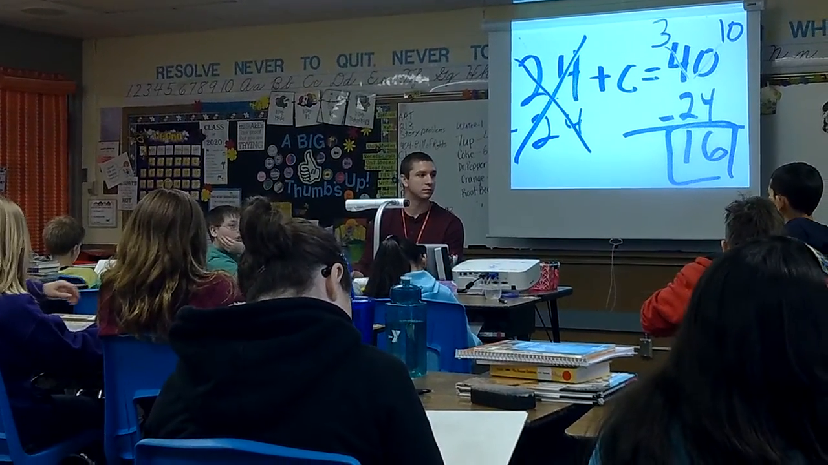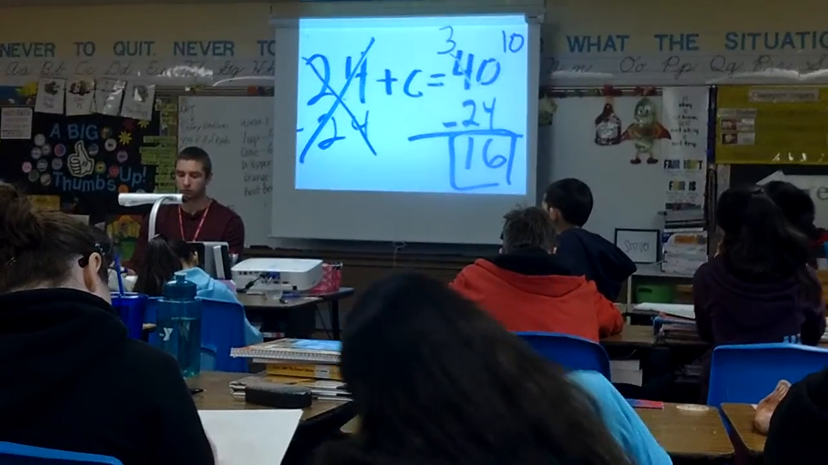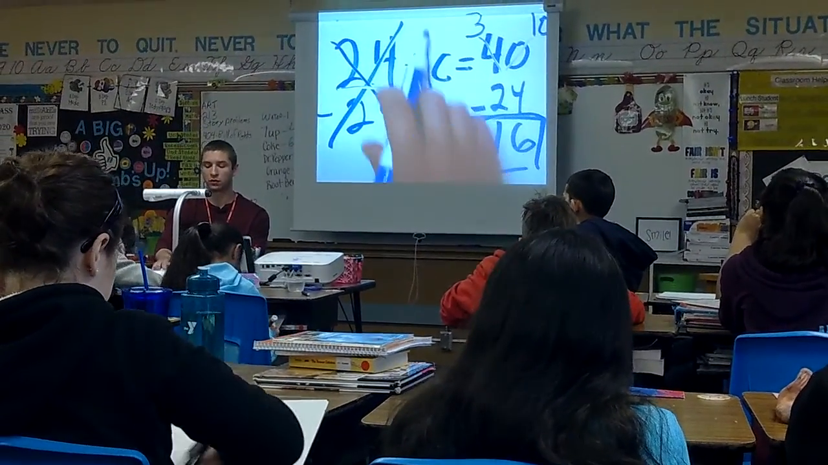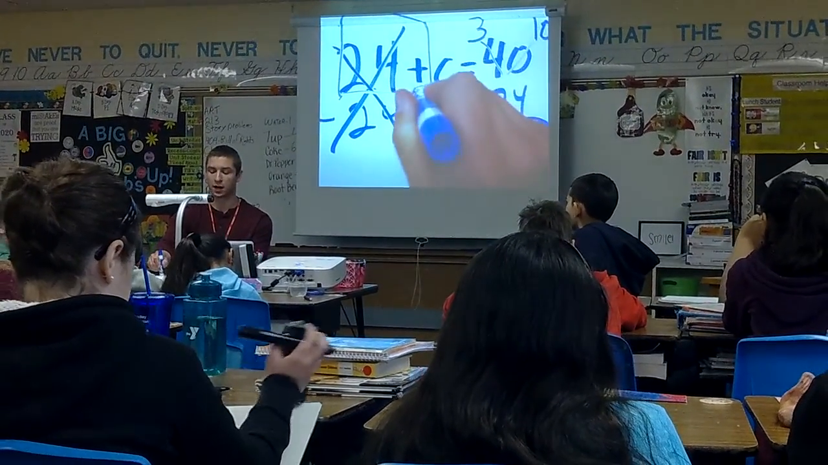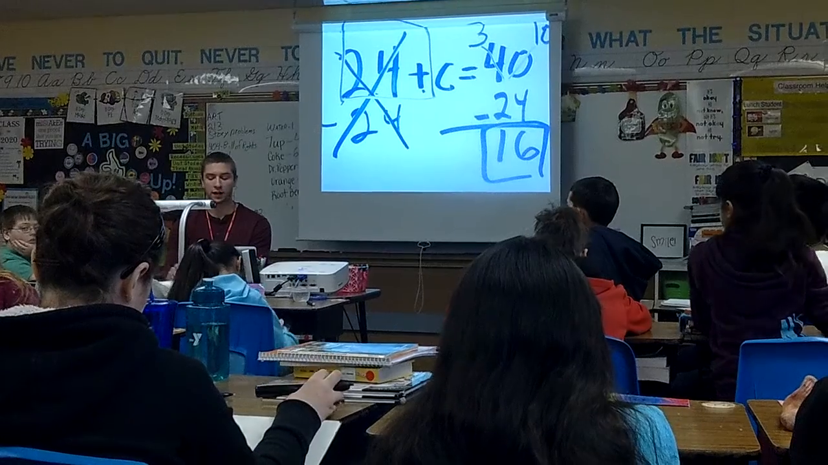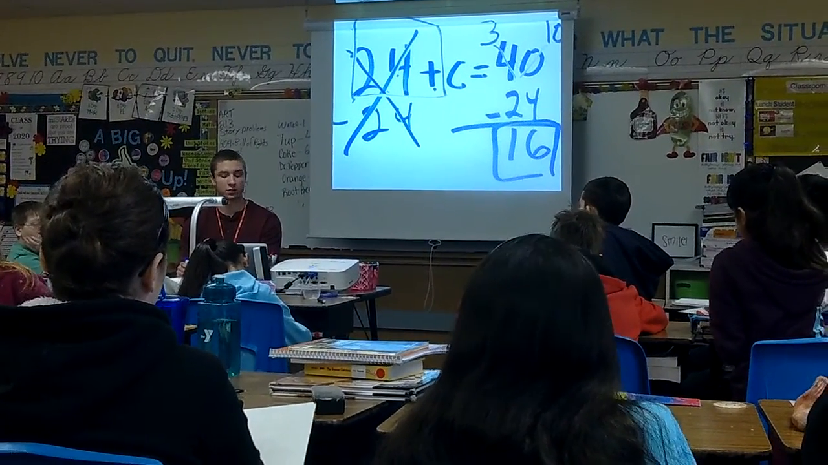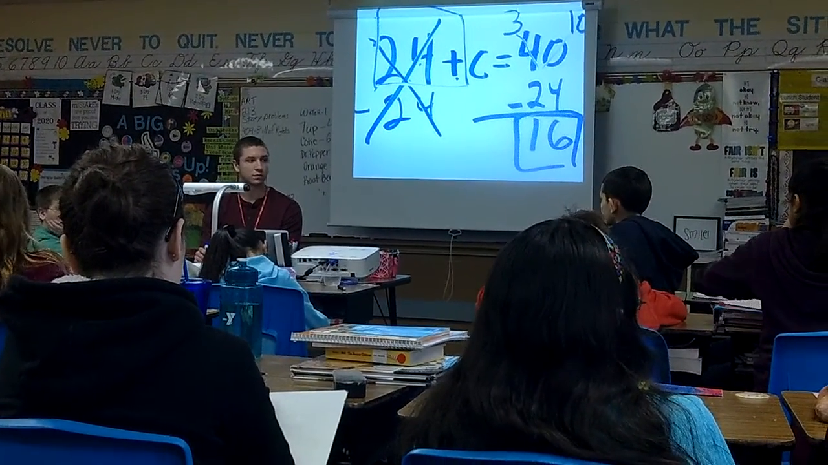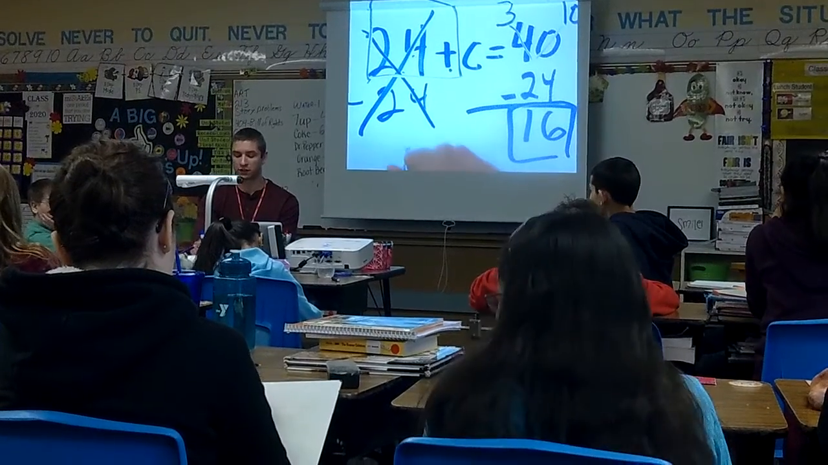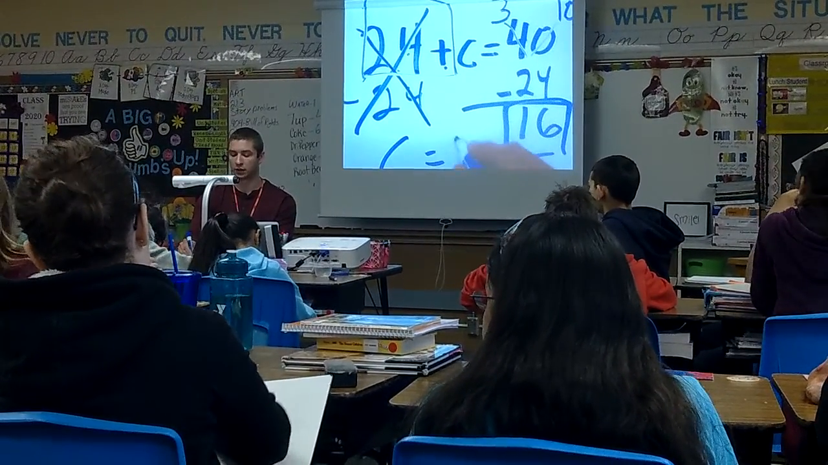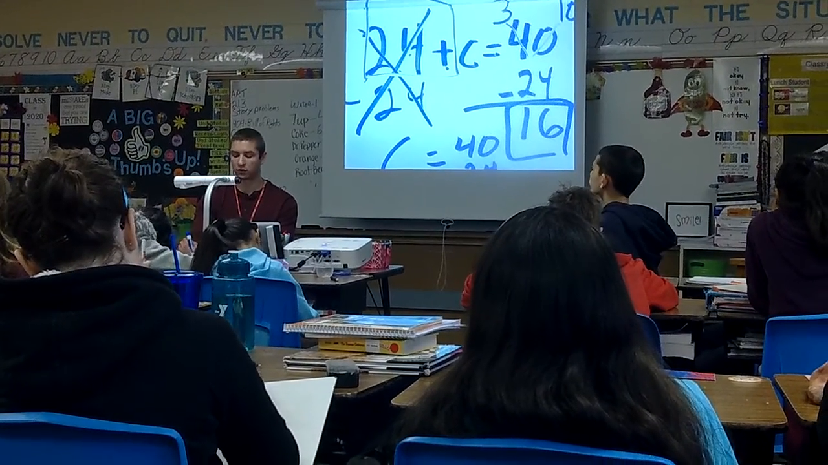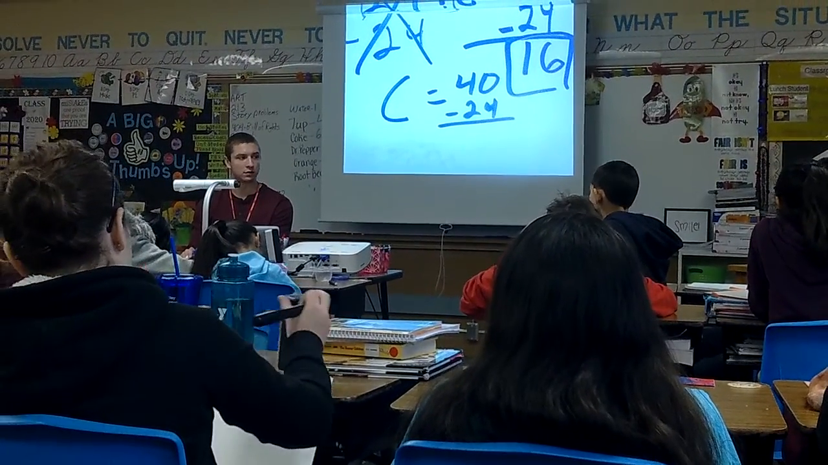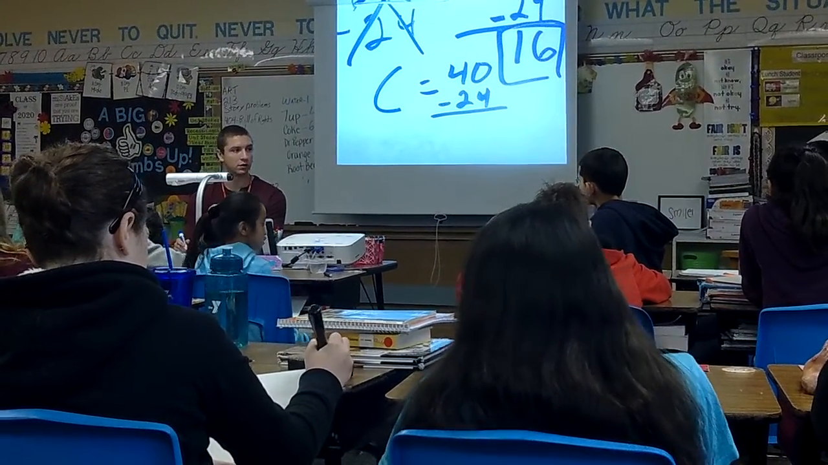Why does it just X out the 24? Because we want to get C by itself, so we've got to get rid of this part right here. So we use the opposite of our sign, and they cancel each other out. 24 minus 24 equals 0. So then there's no more 24, and we just have C on this side. And then on this side it would be 40 minus 24. See that? And what does that equal? 40 minus 24.